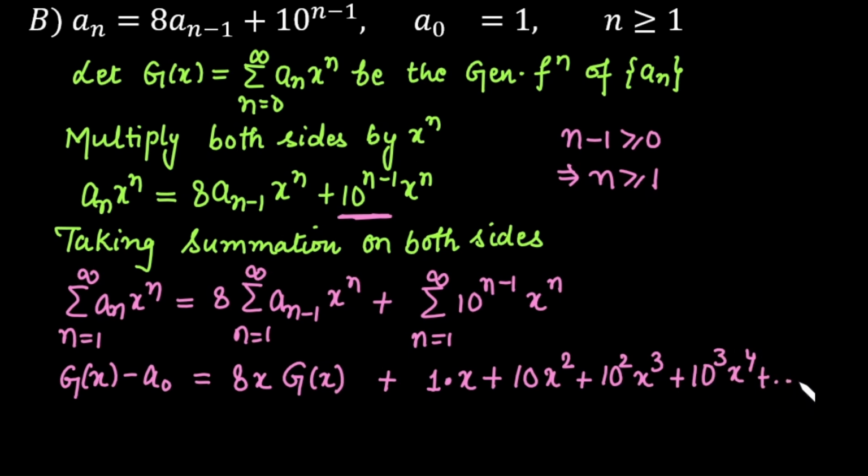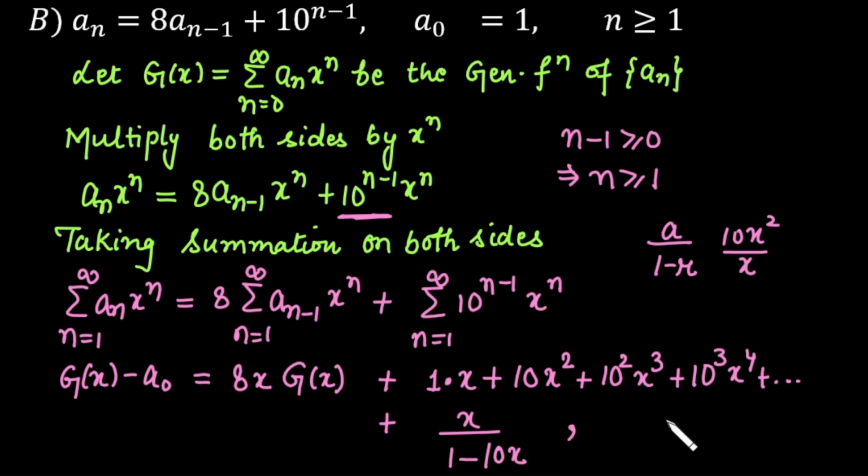Continue this. We need to find the sum of this series. What is the sum of this series? It is a GP series whose initial term is x and it is an infinite GP series. And the sum of an infinite GP series is a upon 1 minus r. So here a is x, divided by 1 minus the ratio, which is the second term, 10x square, by the first term, x. This is equal to x upon 1 minus 10x, provided we put the condition modulus of r is less than 1, meaning mod of 10x is less than 1.